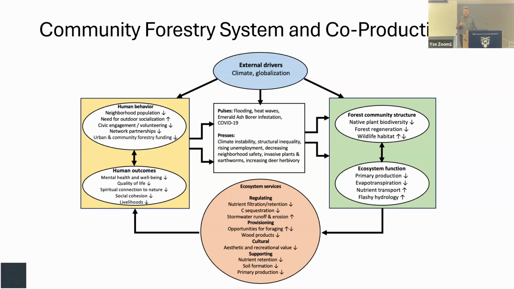And so we have civic engagement and volunteering also declining. Network partnerships, very isolated Black neighborhood. They were literally watching the news vehicles drive through their neighborhood after the flood to go to Ellicott City and report on the white, rich neighborhood that got flooded. Urban and community forestry funding, it was down. It's even down more.